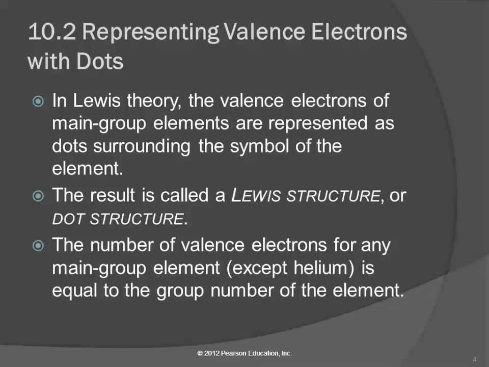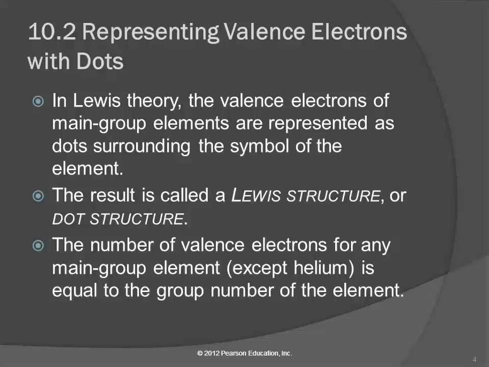In Lewis theory, we represent valence electrons with dots. And so we draw things called Lewis structures or dot structures. And we learned in the last chapter that valence electrons are very important. The valence electrons are kind of the outside of the atom, and they are responsible for many of the chemical properties of atoms. And so in Lewis structures, we're looking at those valence electrons.